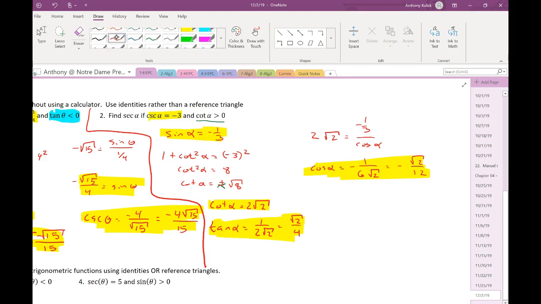And what do I get for free? Secant, which is just going to be negative 6 root 2. Notice I got that quickly by just taking the non-rationalized answer for cosine and flipping that. Which makes life just a little bit quicker. I think I did that all right, didn't I? I think so.